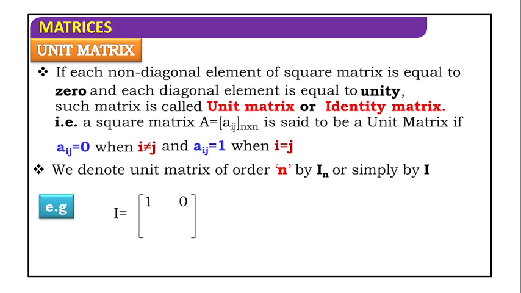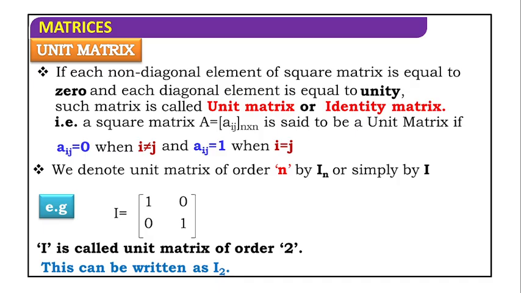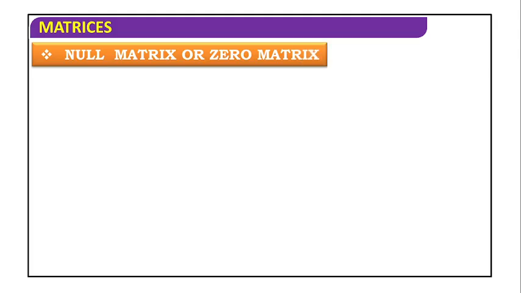Now for example, 1, 0, 0, 1. Here the diagonal elements are 1, 1 and the non-diagonal elements are 0. Then this matrix is said to be a unit matrix. Null matrix or zero matrix.